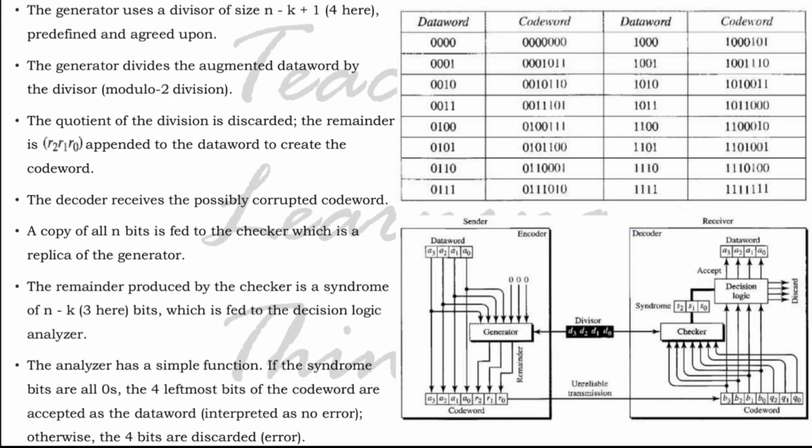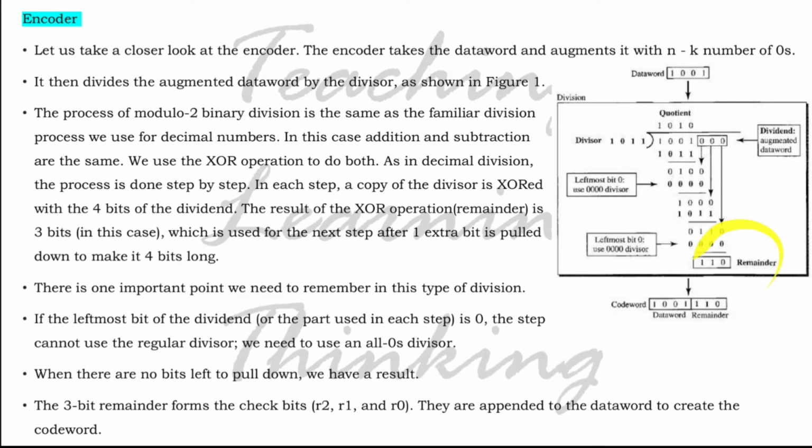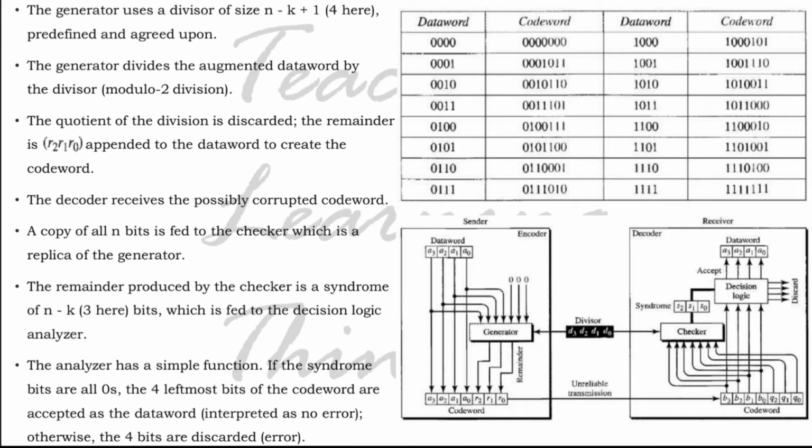This is the receiver, and the data word is A3, A2, A1, A0, and here the data word is A3, A2, A1, A0. So we have added 3 zeros to the data word, and we are giving the code word to the generator, and it is divided by the modulo 2 divisor, and we get R2, R1 and R0 as the remainder, and A3, A2, A1 and A0 is the data word. So the divisor is D3, D2, D1, D0.